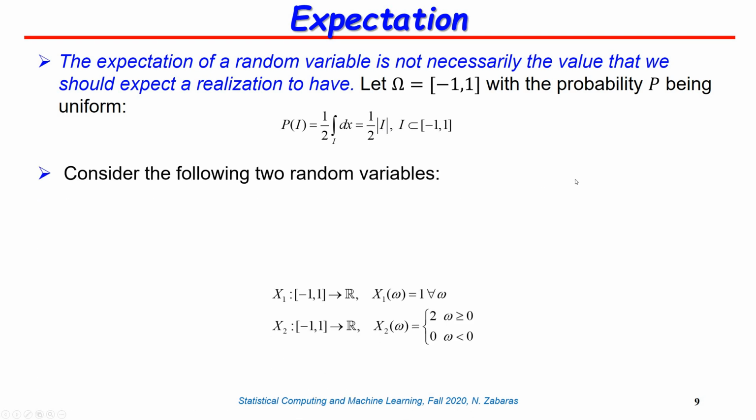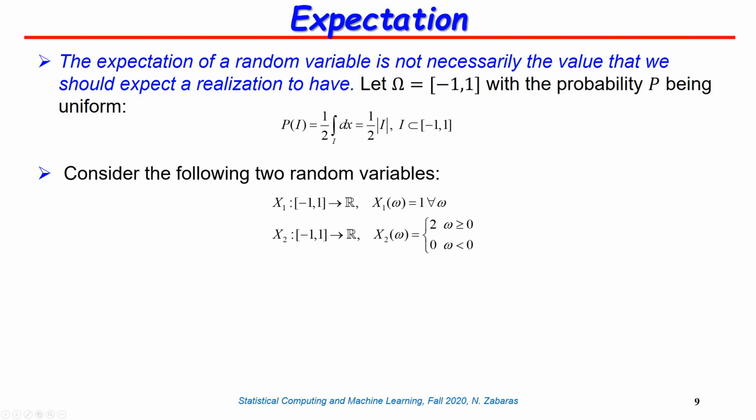All right, so let me do the following thing. I'm going to introduce two random variables artificially made just to make a case here. In one of those random variables, every event omega is mapped to 1. And for x2, if the event omega is less than 0, the value of x2 is 0, otherwise the value is 2.